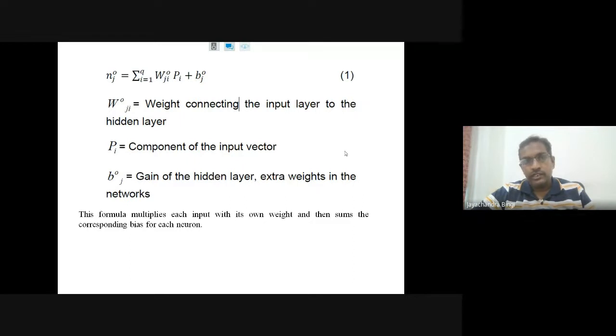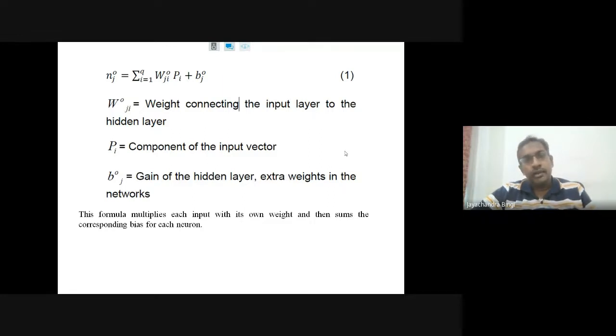Okay? So each perceptron will add its own weight. That's why every layer, every perceptron adds its own weight. So that's the reason why the weight of every layer and the weight of every perceptron will be added, the weights connecting the input layer to the hidden layer. The hidden layer can be a single layer or multiple layers. And PI is a component of the input vector.